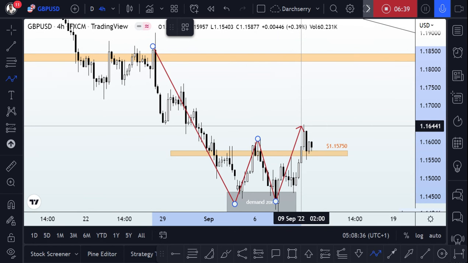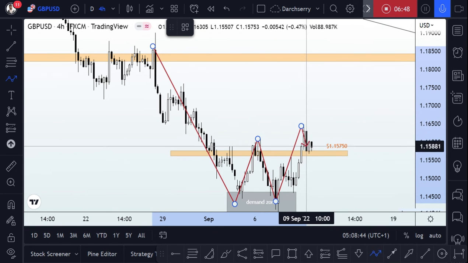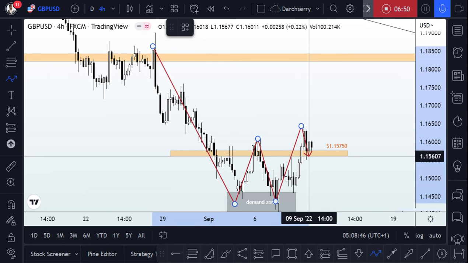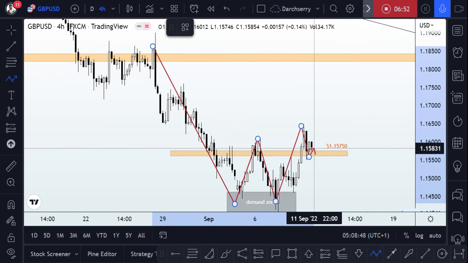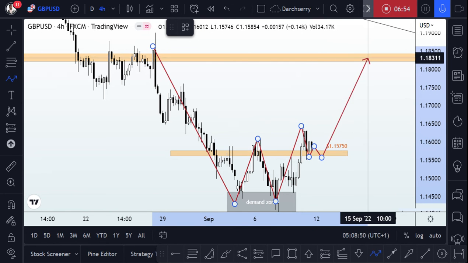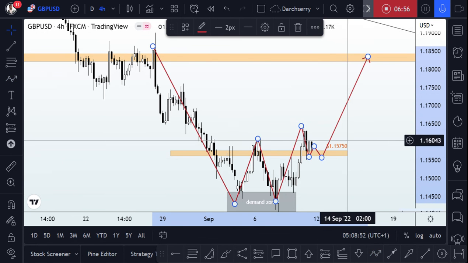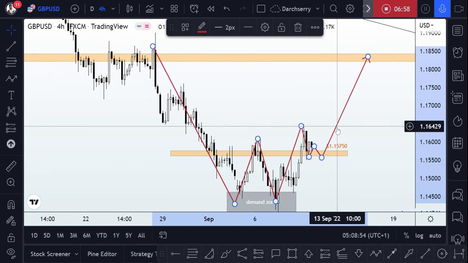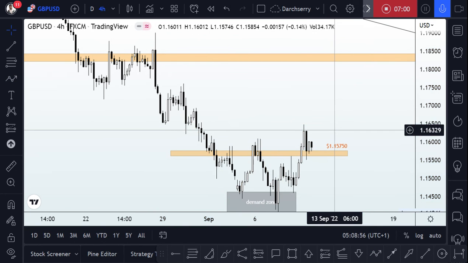So we already have a breakout of that structure at the 1.15750. And one thing we should be expecting after a breakout like this for further confirmation is a retest of that structure, after which we look out for patterns on lower time frame to join the rally to the upside. So that is the first structure we have here.